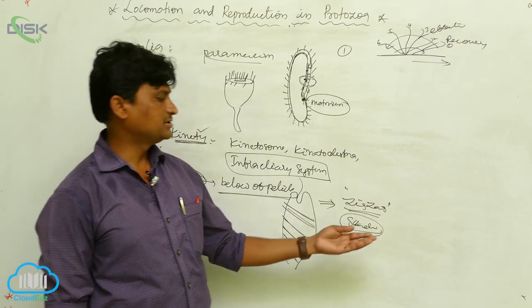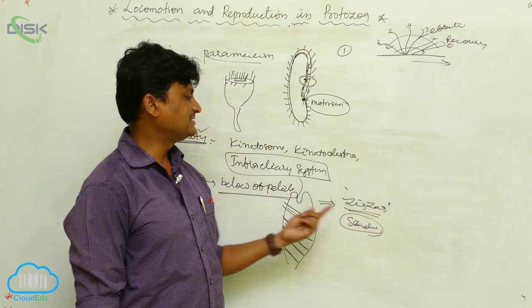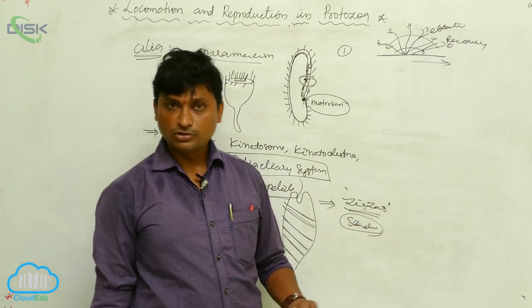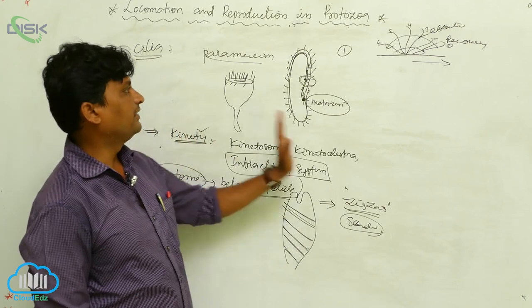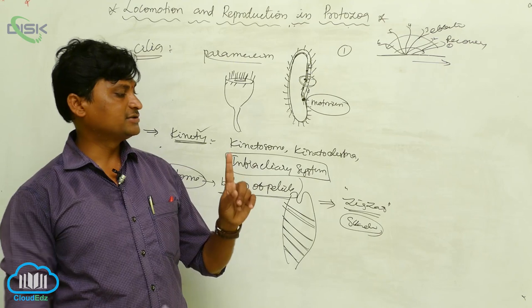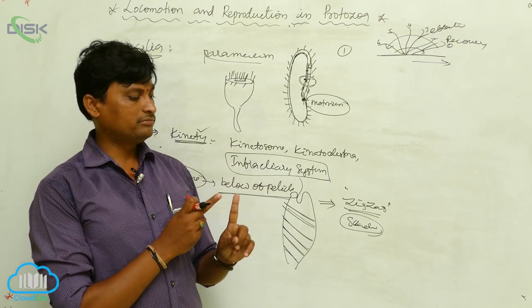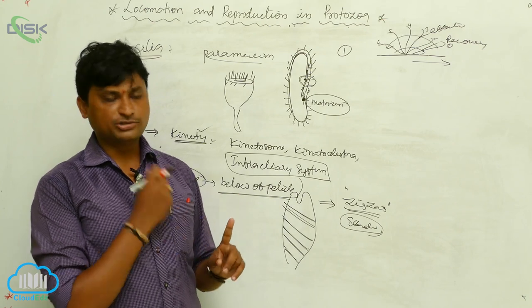nidosporans, and this goes to cryptozoans. All we discussed, this type of myotome helps to show these types of movements. These are all the considerations of locomotion in protozoa. First one is pseudopodium, and the types of pseudopodium are lobopodium, phyllopodium, axopodium, and actinopodium.